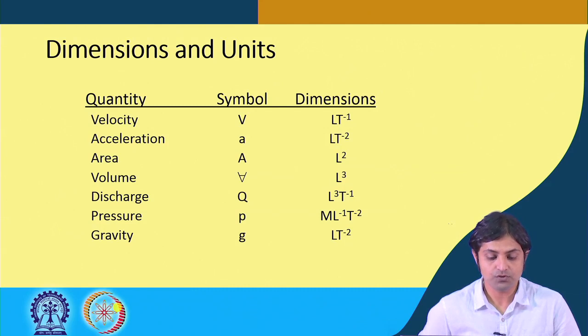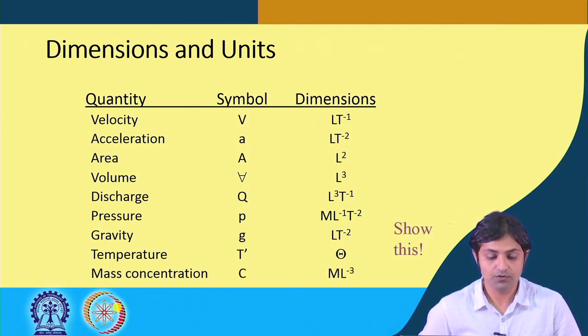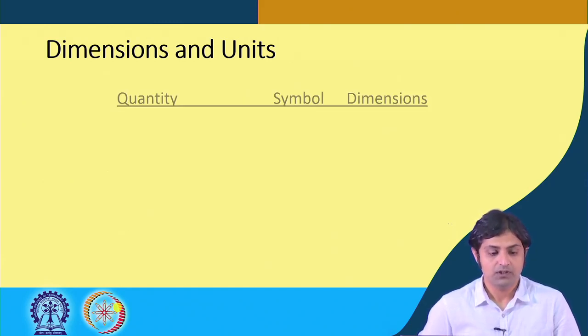So you should be able to show some of these properties by doing this analysis, by writing the basic equations. For example, pressure is given by force divided by area. So you can write down the dimensions of force. You can break up force into mass into acceleration divided by area. So mass basic dimensions you know, acceleration you know, and area also you know. So for example, pressure comes out to be ML^-1 T^-2.